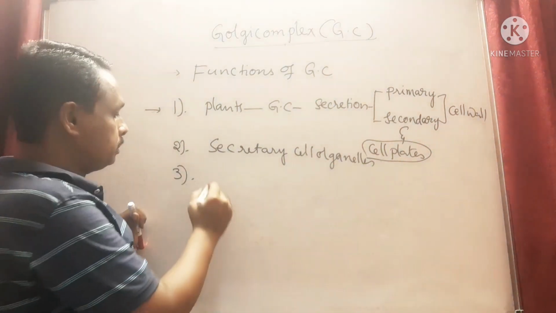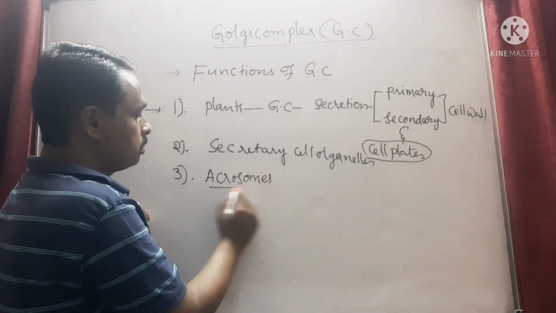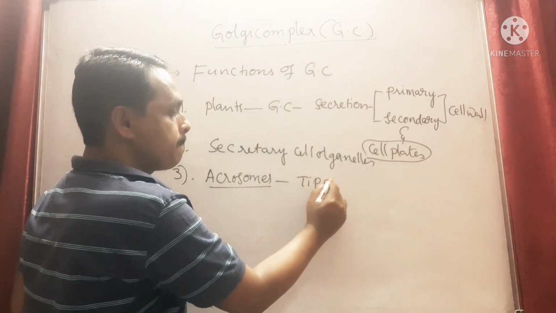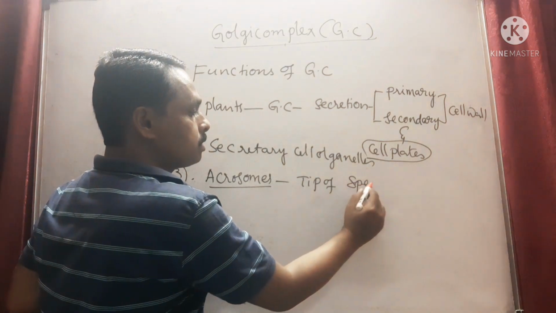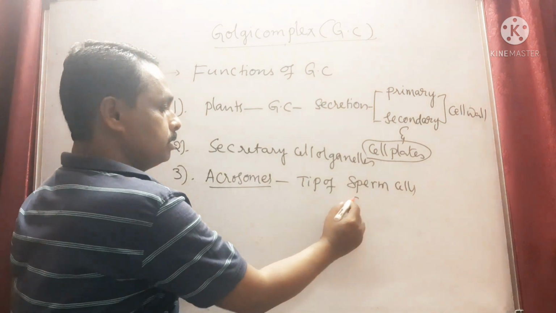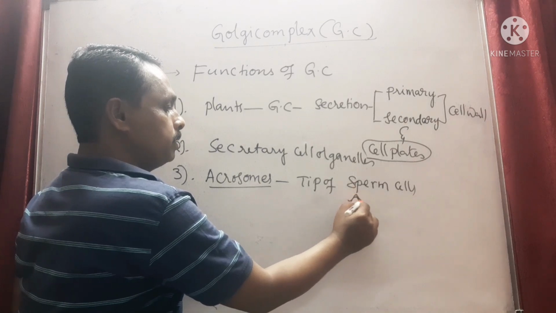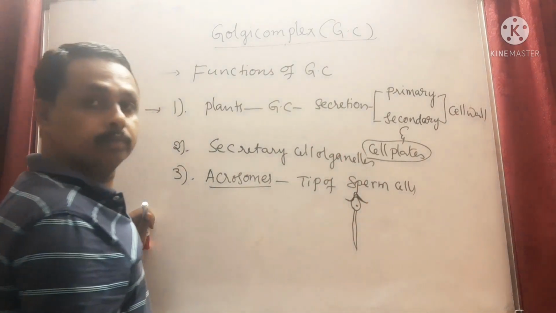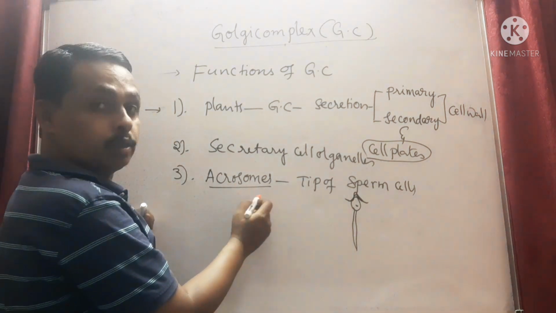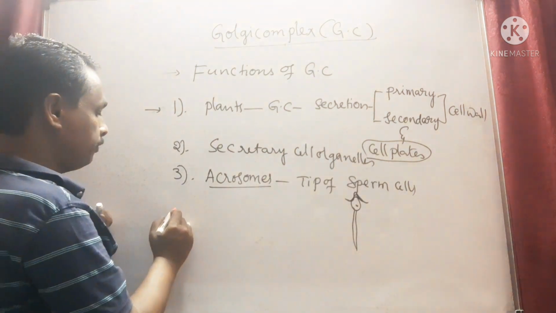And this Golgi complex will be involved in the formation of acrosomes. These acrosomes are present in the tip of sperm cells. That means this is the sperm cell. The tip of the sperm cell is formed by the acrosome, the protective or penetrating structure. This is called acrosome. Acrosome is formed by the Golgi complex, which is present in the tip of the sperm cell. This is the third function.